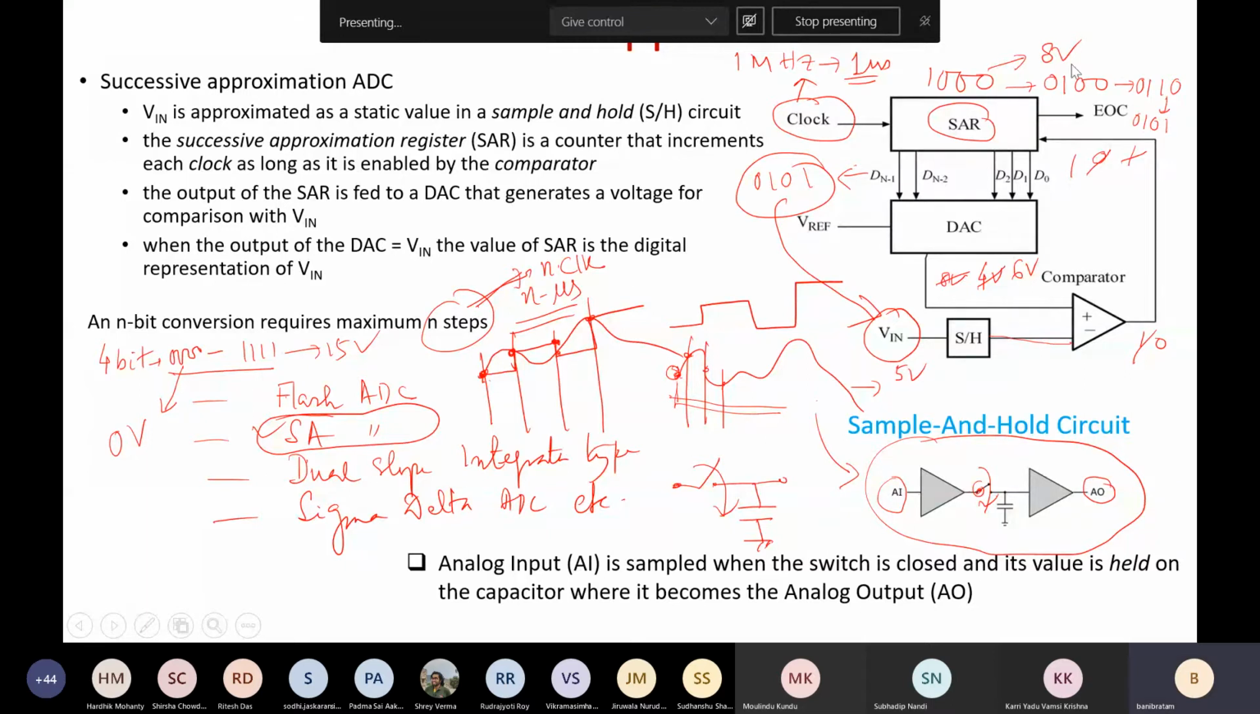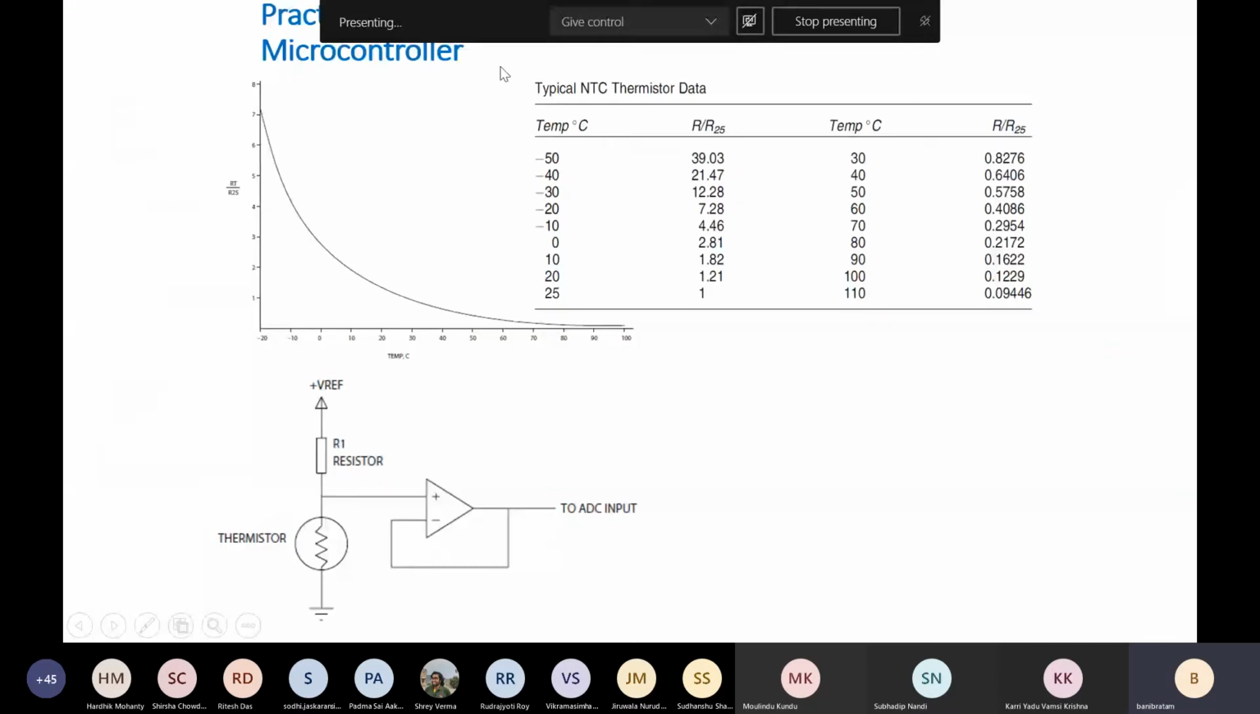So that's why we have discussed in detail about the successive approximation. Other types are also there, like I mentioned, and depending on the requirement, you can choose different types. But as this successive approximation is the most common, that's why we have emphasized more on this. Okay. Now, let us look at some example of the practical signal conditioning circuit.